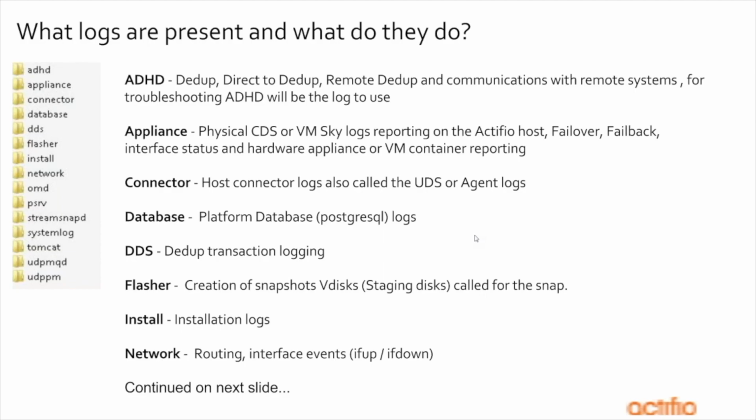Networking is exactly what it sounds like. That's going to be routing, default routes, interface events. If you have any sort of specialized routing, all of that's going to be in the network folder. This is actually one of the folders that we capture prior to upgrading your appliance. So if there are any issues and the routes aren't the same after the upgrade, we can then go into that network folder and start putting things back the way they were.